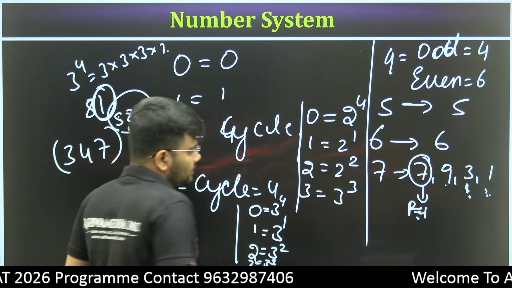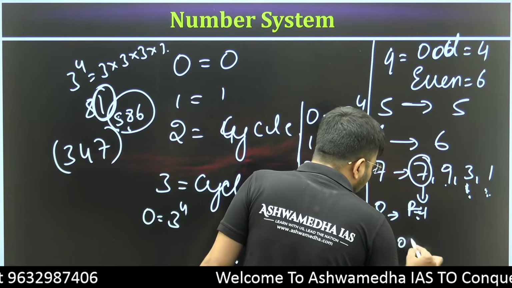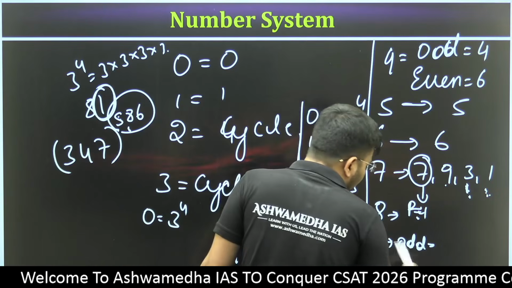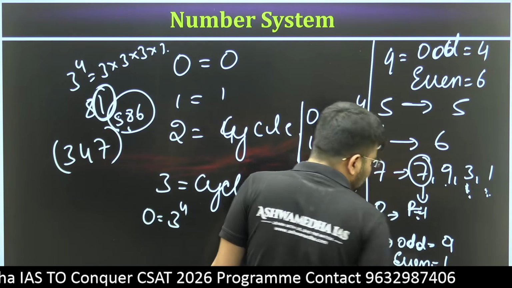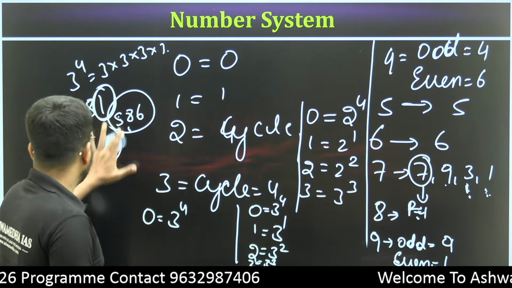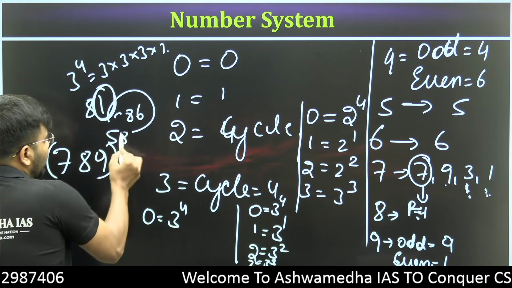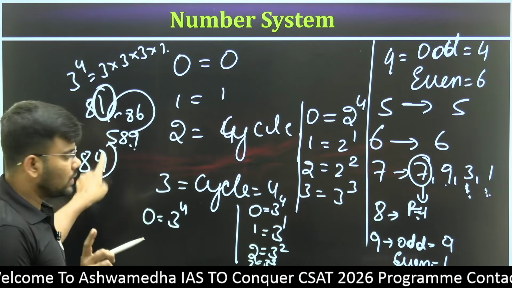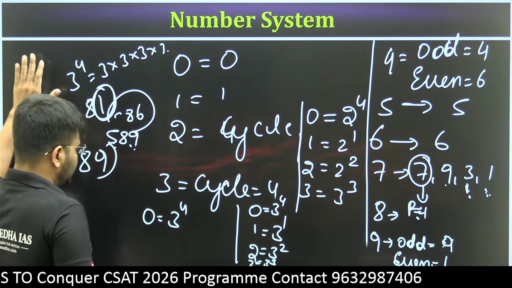Now we've covered 7, and later 8. 8 also, same. 9 also, same. 9 is what? Odd. I'll tell you for 8. For 9, if the power is odd, the unit digit is 9. If even, it would be 1. That means if it is 789 whole to the power of 589, 589 is what? An odd number. Since 589 is an odd number, the unit digit would be 9. Similarly, find out for 8.